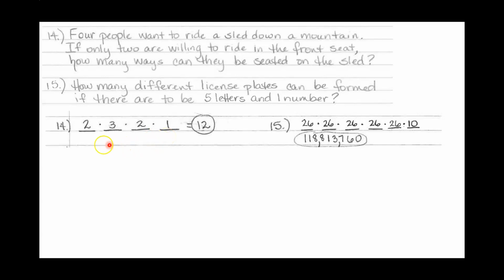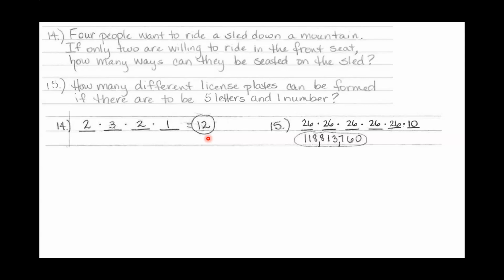So the fundamental counting principle says if the first action can be done 2 ways, and the second one 3 ways, and the third one 2 ways, and the fourth one 1 way, then I multiply those values. So 2 times 3 is 6, times 2 is 12, times 1 is 12. There are 12 different ways that they could be seated.